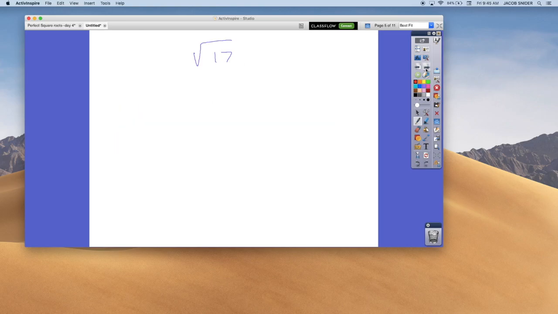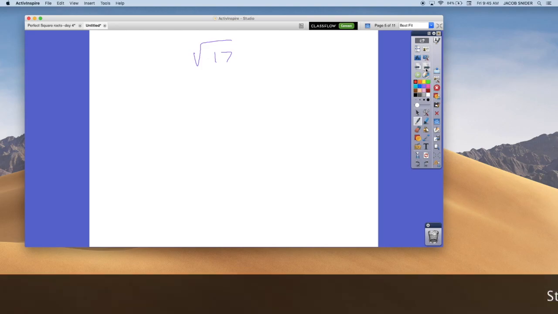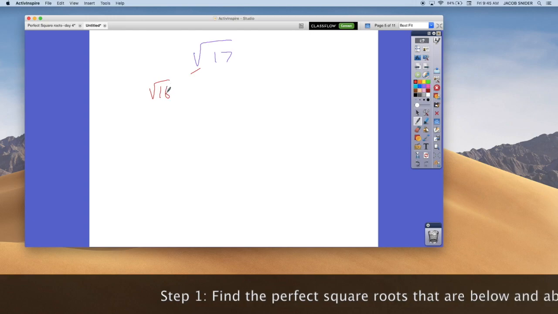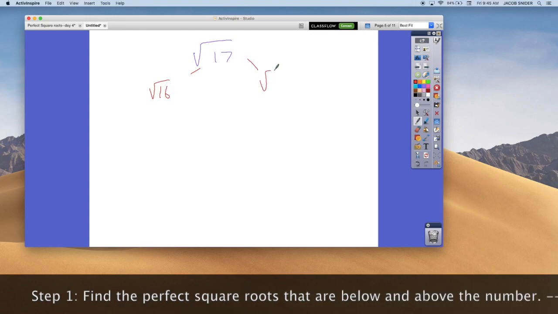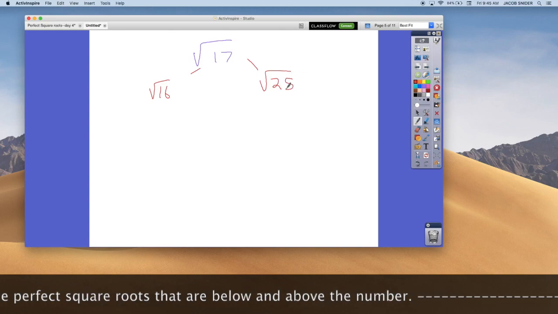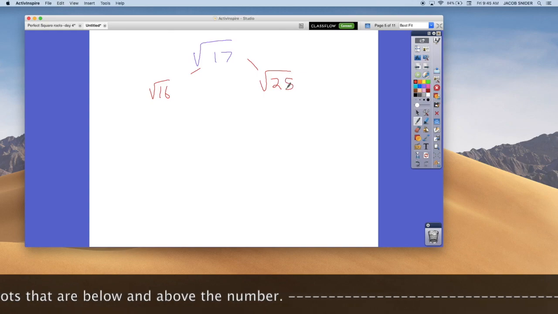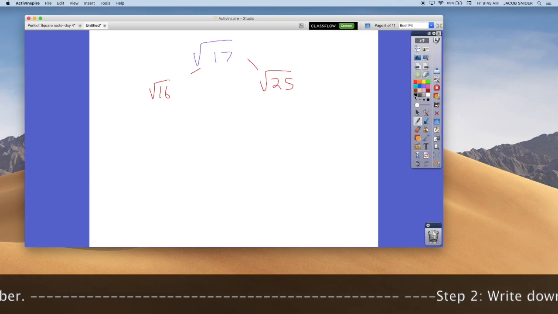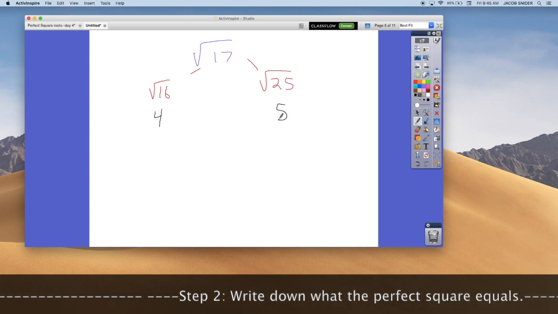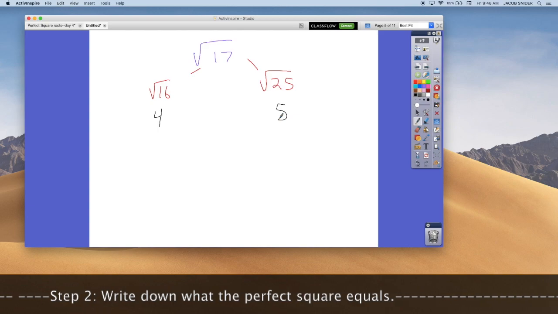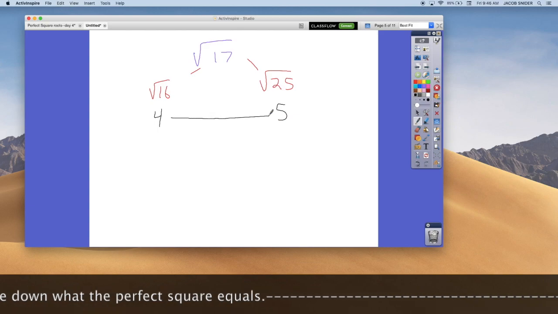What if I have the square root of 17? What perfect squares are close to the square root of 17? The perfect square that's a little bit underneath, write this with me, is the square root of 16. The perfect square that is above is the square root of 25. Now, what do those two numbers equal? The square root of 16 is 4, because 4 times 4, and the square root of 25 is 5, because 5 times 5. So that means that the square root of 17 has to be somewhere in between 4 and 5.